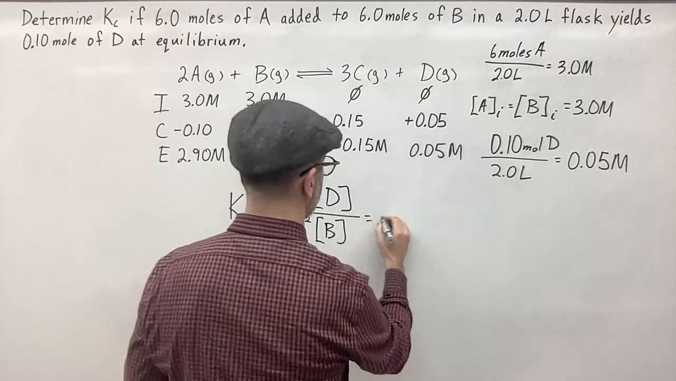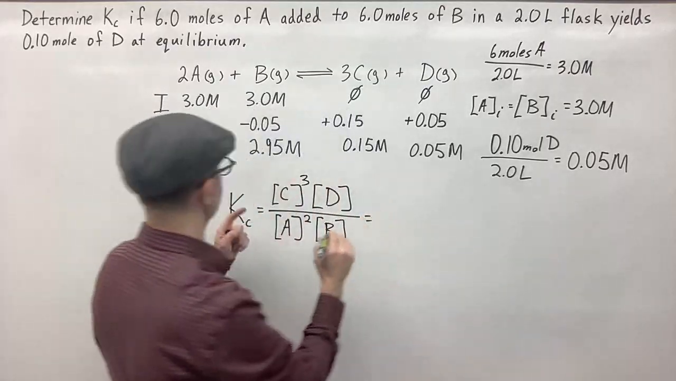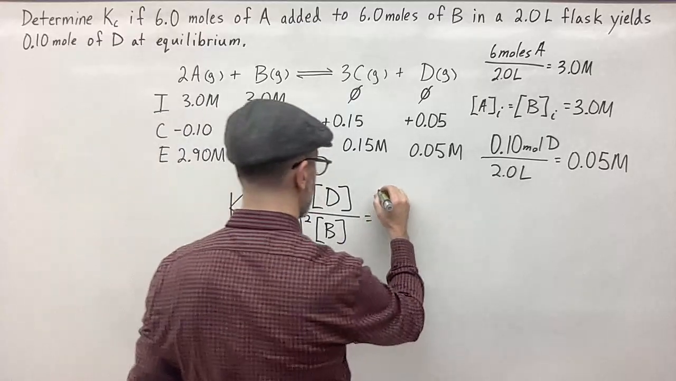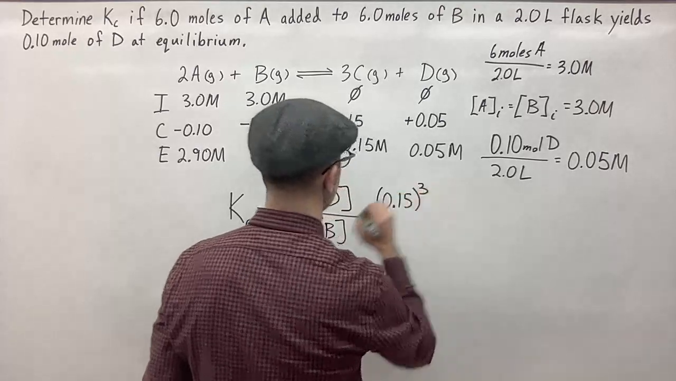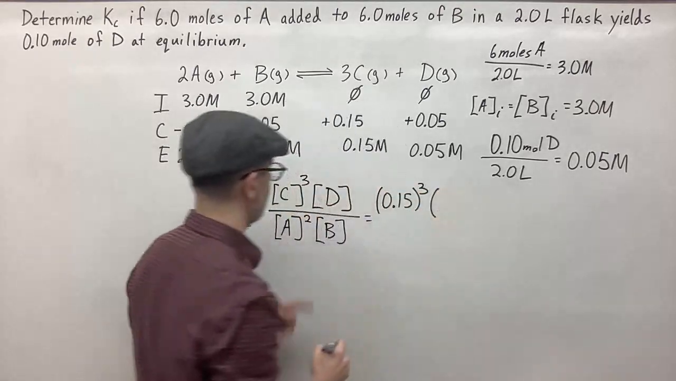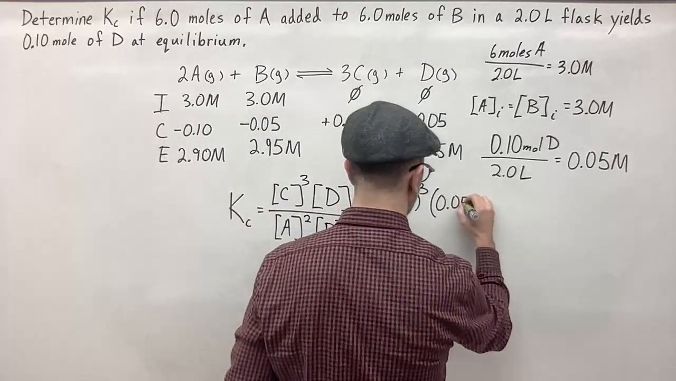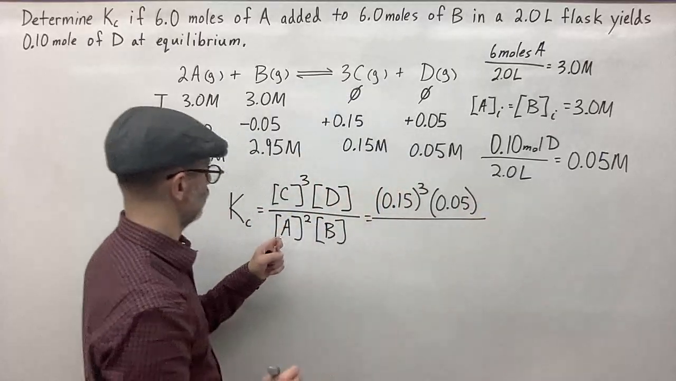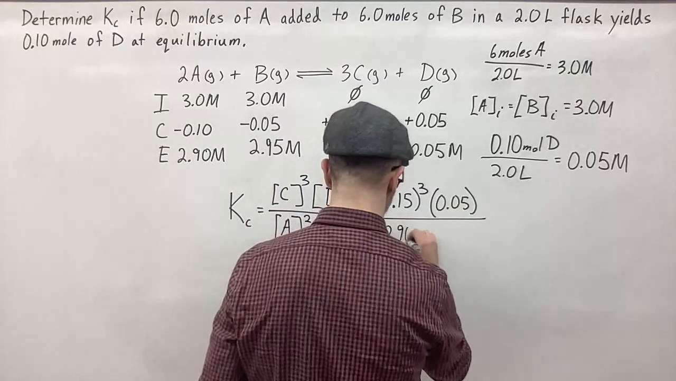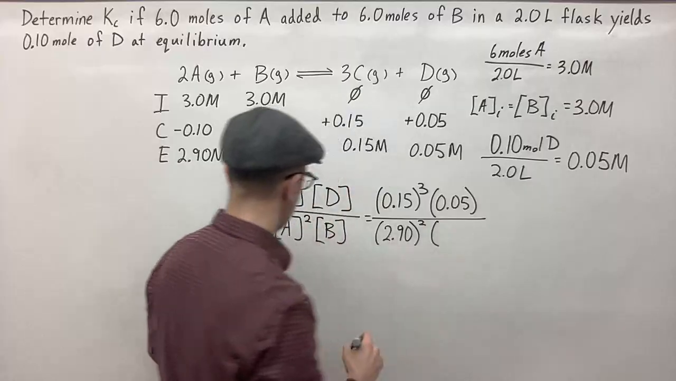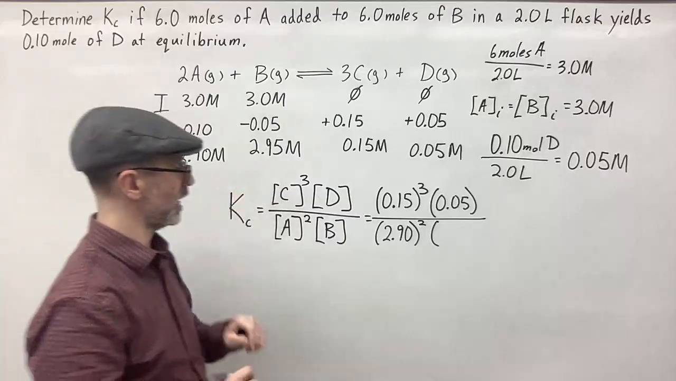And so now I can put in the amounts here at equilibrium. So here I'm going to have C. C is 0.15, so 0.15 cubed, multiplied by the concentration of D, which is 0.05, divided by the concentration of A squared. A is 2.90, that's squared. And then I'm going to divide by the concentration of B, which is 2.95.